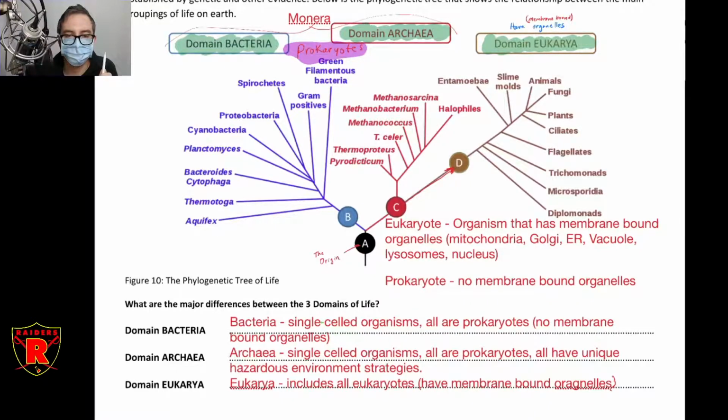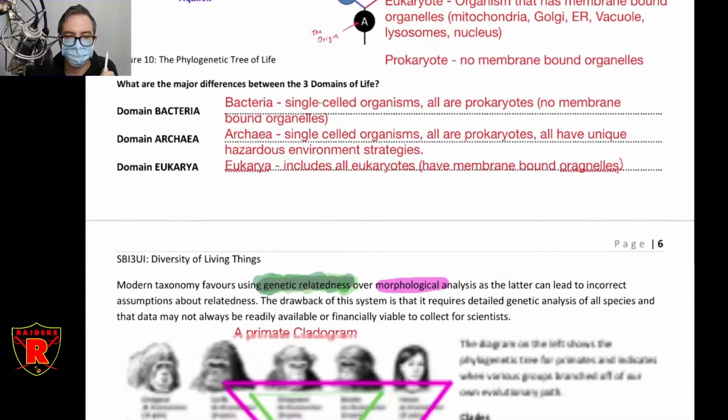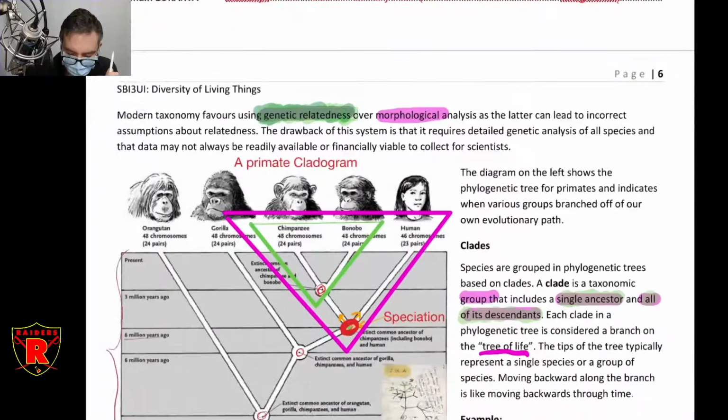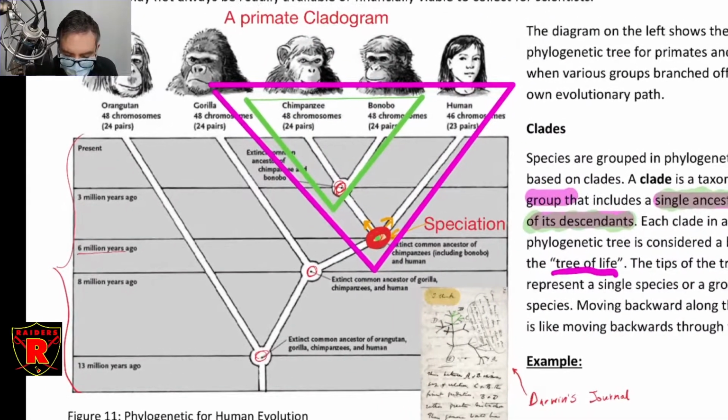Okay, I want to keep going here so I can give you guys an actual opportunity to work on this stuff. So what do you do with this? Okay, well, you can use this idea of relatedness along with morphology, and you can design something called a cladogram.